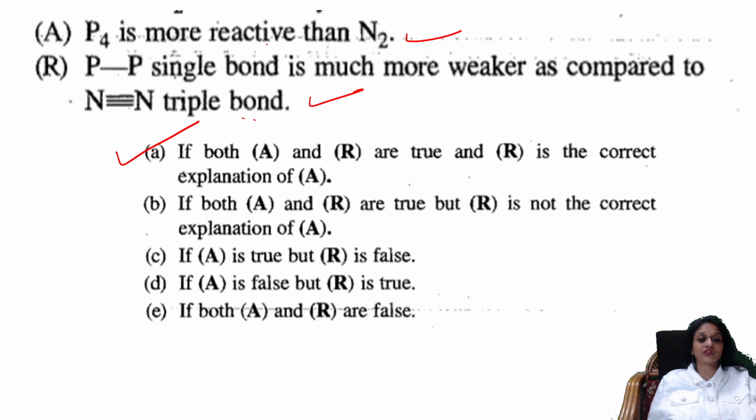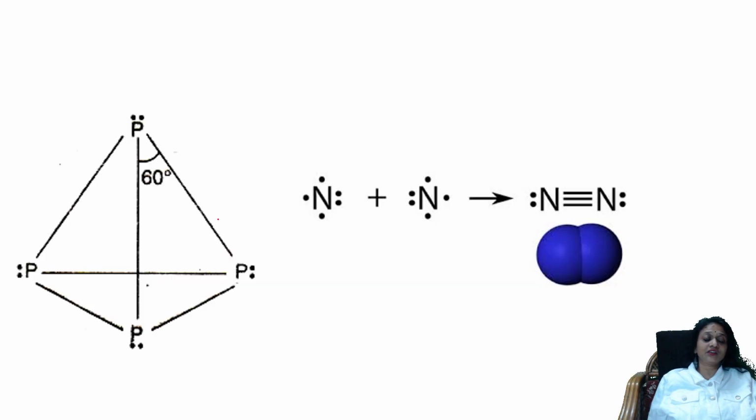Let's see the explanation. First of all, P4 is more reactive than nitrogen. Why is it correct? See here. When I look at the P4 molecule, students, it has angular strain. See here, this is there, this is there, this is there, this is there. Because of this, the P4 molecule has angular strain.